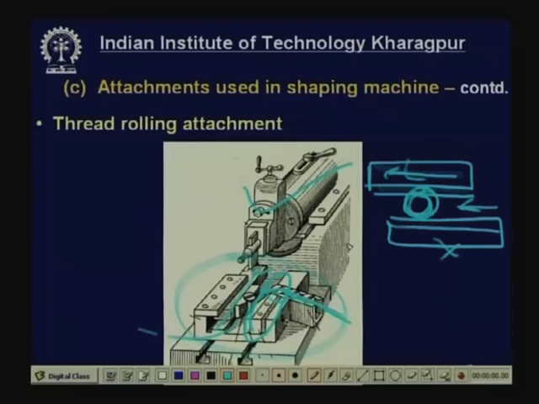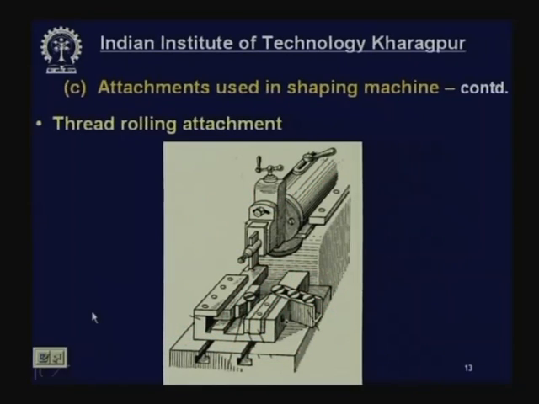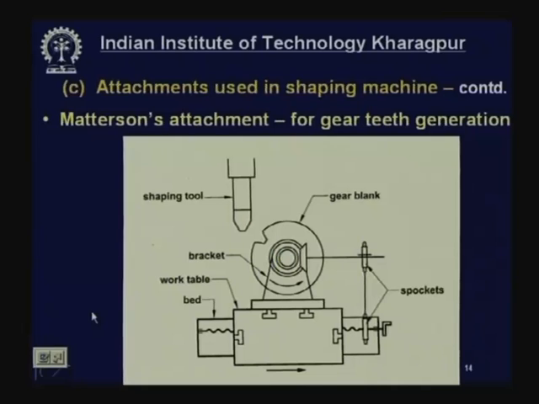So, this was a very common process, but nowadays it is no longer used to that extent, because thread rolling machines are available in plenty nowadays and very widely used. Another attachment used in the shaping machine is called the Mattersome attachment.